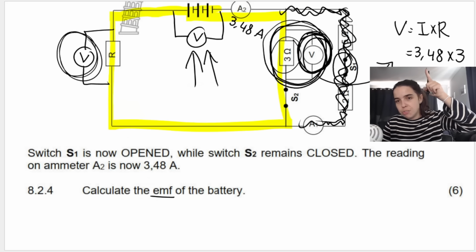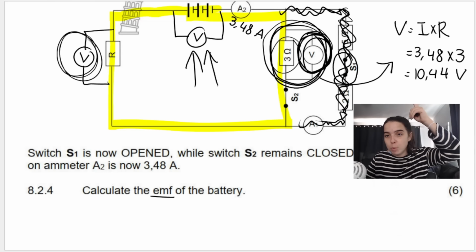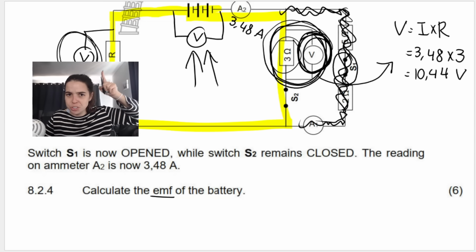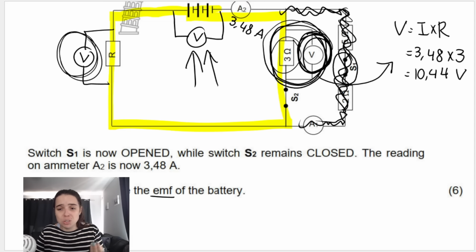So there we go. 3.48 times 3, that's cool, we can do that. I get 10.44 volts, but I still have to work out the voltage across this resistor over here. Now, how can I do that? Is it possible to do that?